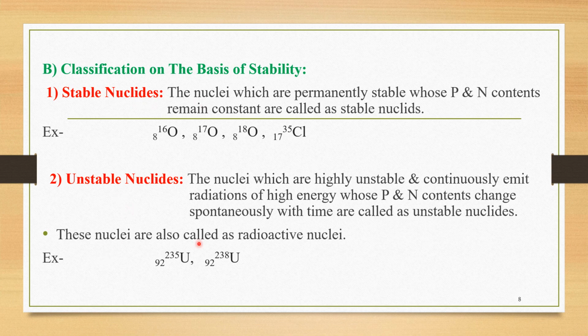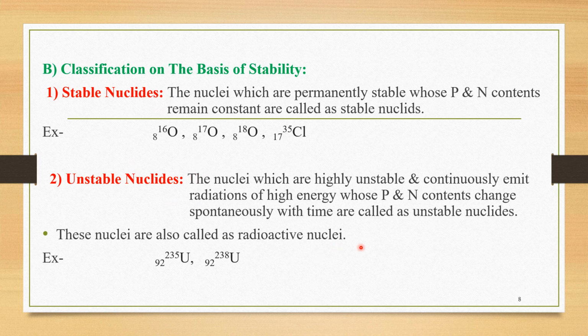Now, the examples for these unstable or radioactive nuclides. So let's study these simple examples. Uranium is a well-known example of radioactive nuclei. This uranium has atomic number 92 and mass number 235. The second nucleus of uranium has mass number 238, atomic number 92. So these are the two important classes of nuclei on the basis of stability: stable nuclides or non-radioactive nuclides, and the second one is unstable nuclides or radioactive nuclides.